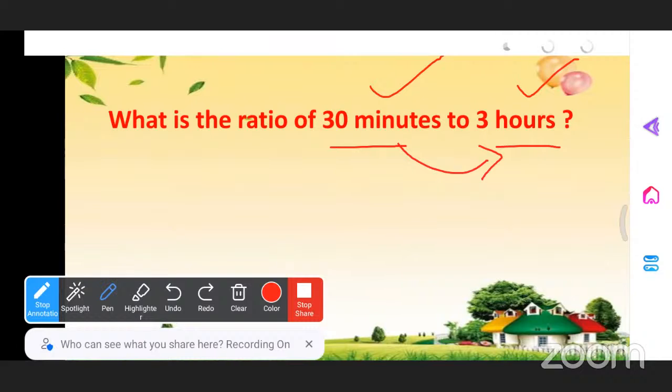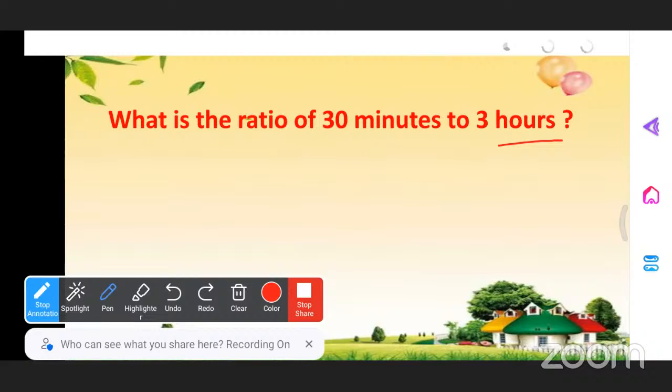First you write minutes or hours. You can change minutes or hours. Here I will take to change into minutes, Kana. The hour change into minutes. 1 hour is equal to 60 minutes. 3 hours is equal to 180 minutes, ma'am.